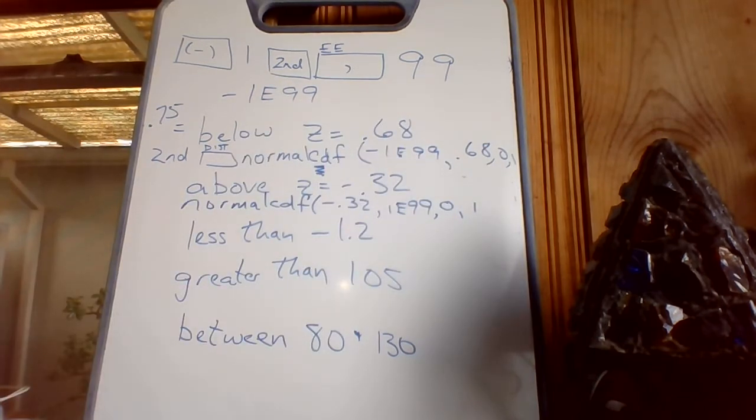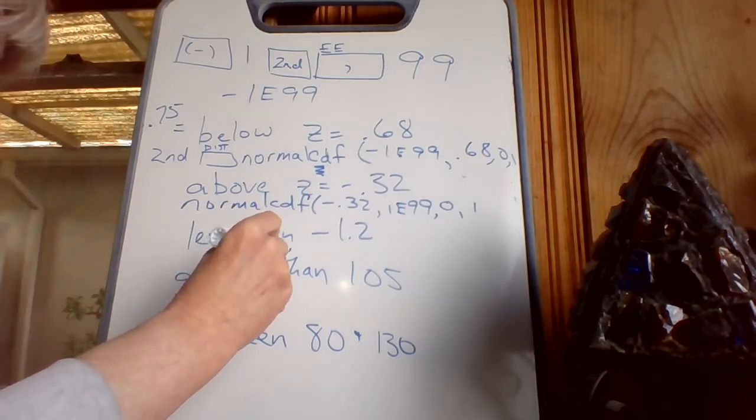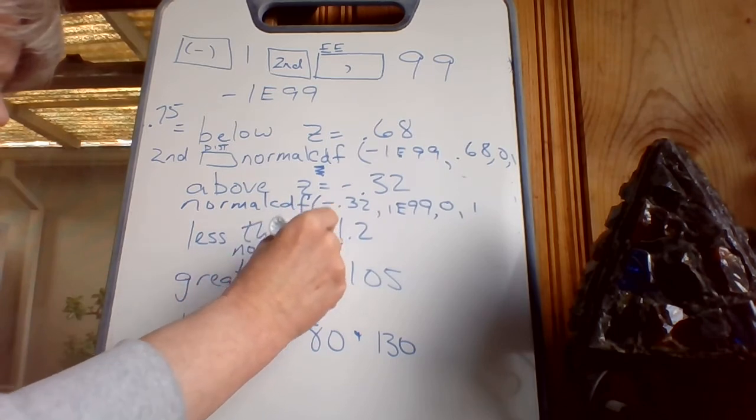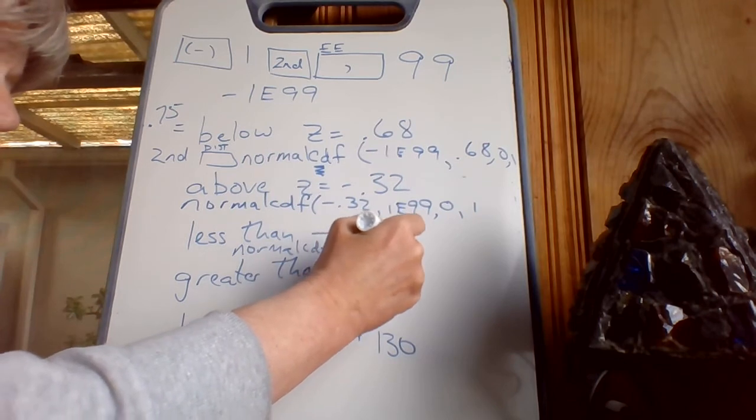The next section down, it's like less than. Well, that's basically the same thing as below. So it fits into that category. Normal CDF. That less than, so that's a negative infinity problem.